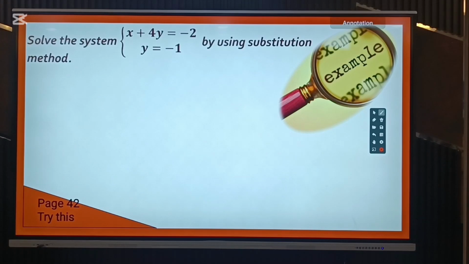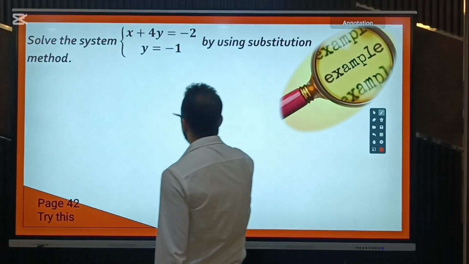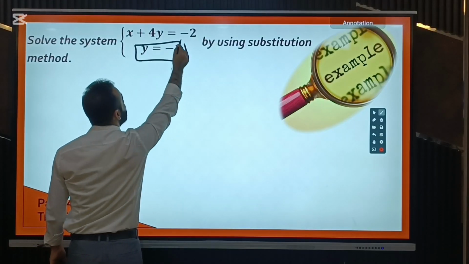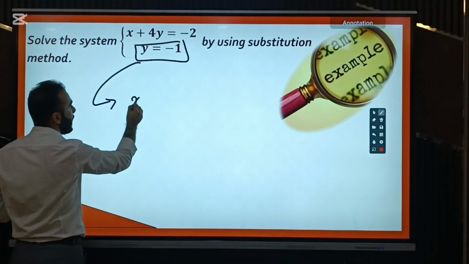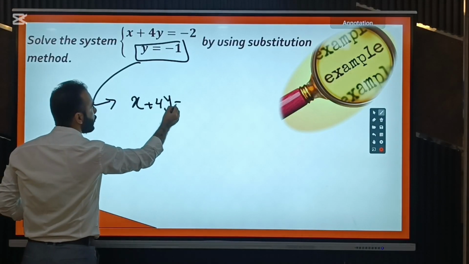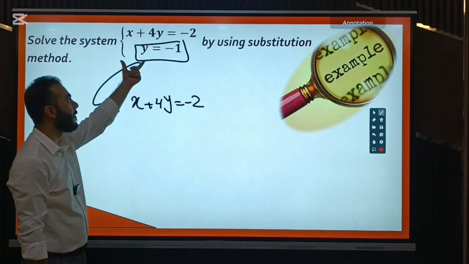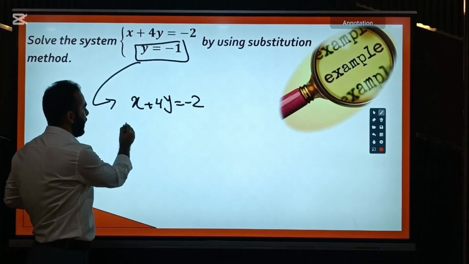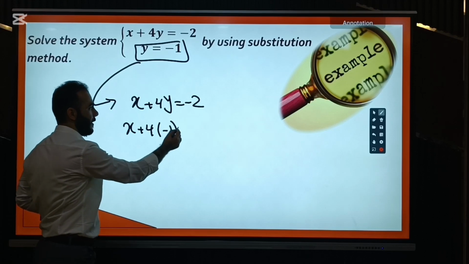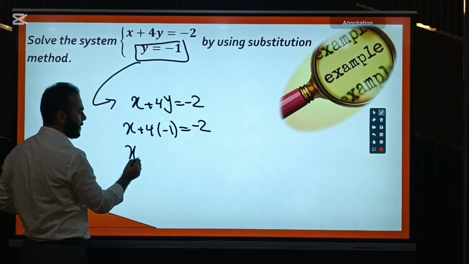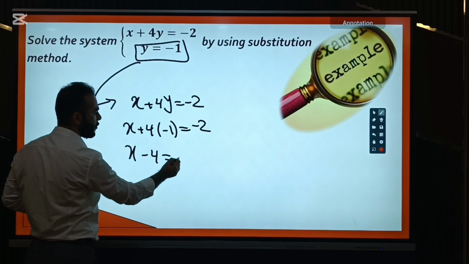Yes, substitution method. So as you can see, the value of one of them is already given. y equal to -1. So bring the first equation. The first equation is x plus 4y equals -2. Now we have got the value of y. So substituting, x plus 4 times, instead of y, -1, equals -2. So x, 4 times -1, -4, equals -2.